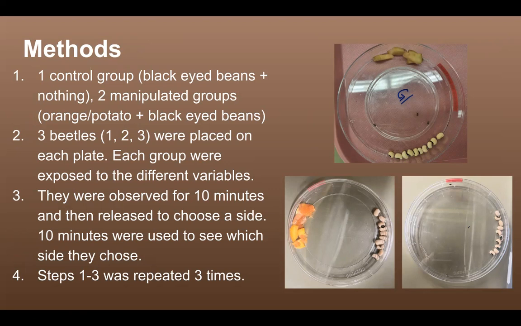So then we had 3 beetles, which were labeled as group 1, 2, or 3, and they were placed onto each plate. Each of the 3 groups of beetles were cycled through all of the variables so that we could record their behavior and the time it took for them to reach each side without bias. So then these beetles were observed for 10 minutes after they were trapped under a petri dish and not disturbed. After those 10 minutes, we released them and we gave them another 10 minutes to see which side they chose.